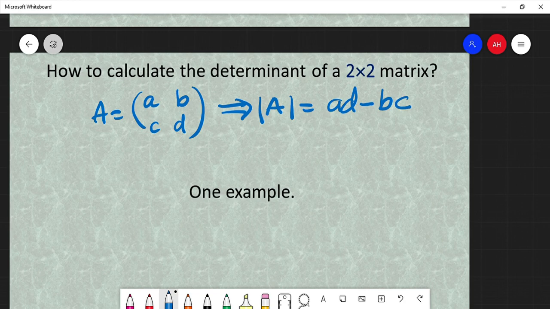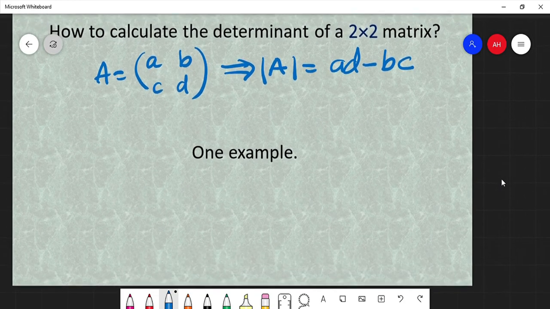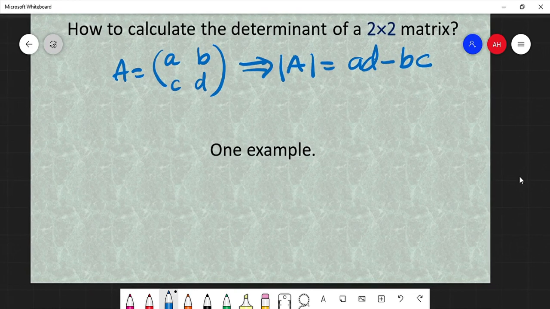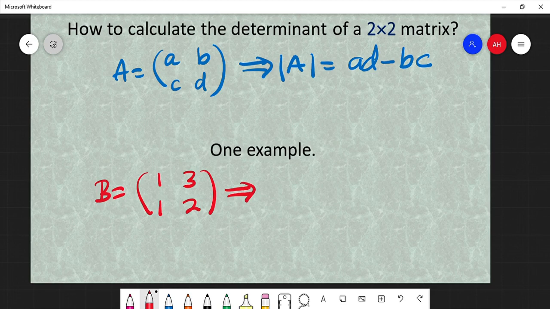Maybe we can give one example so that we can get the idea of how to find the determinant of a particular matrix. Suppose we give this matrix B with elements like this: 1, 3 in the first row, and 1, 2 in the second row. So B equals 1, 3, 1, 2. The question is, what is the determinant of B?